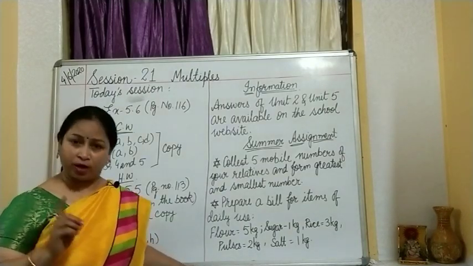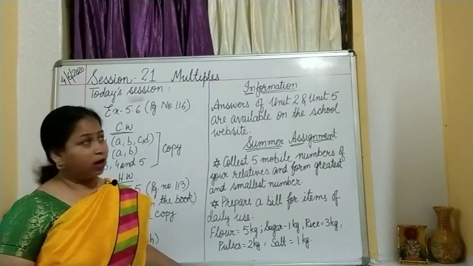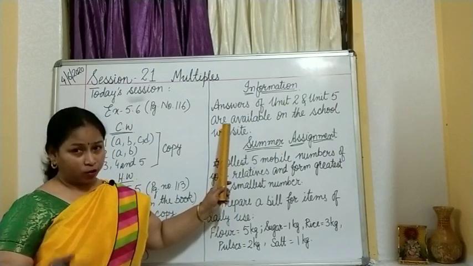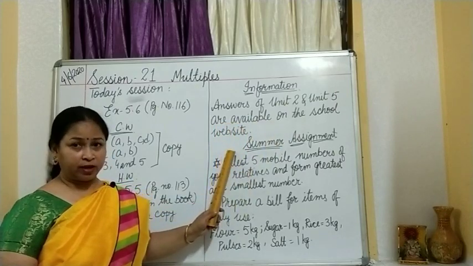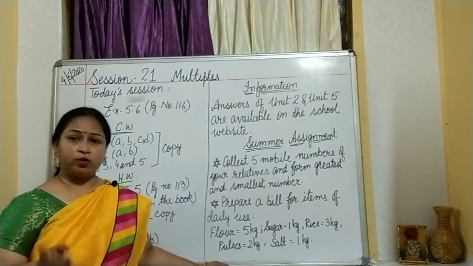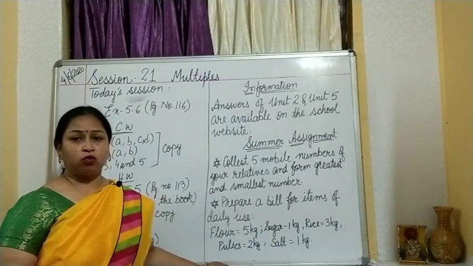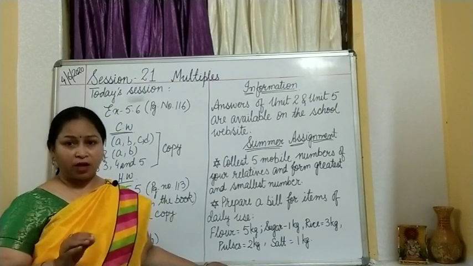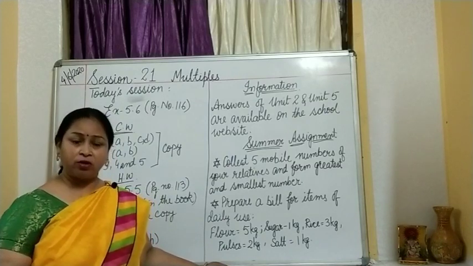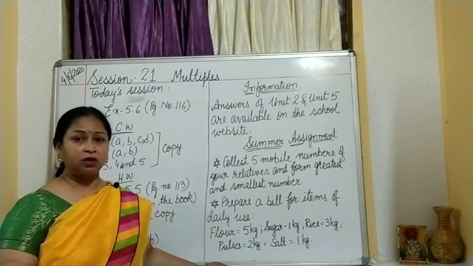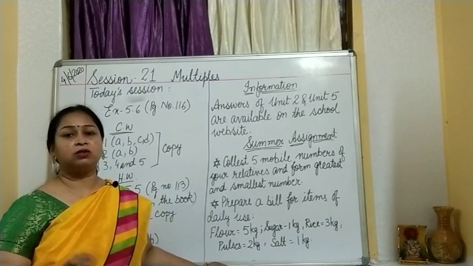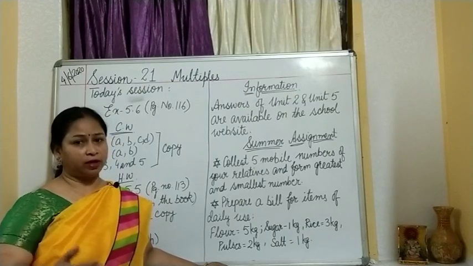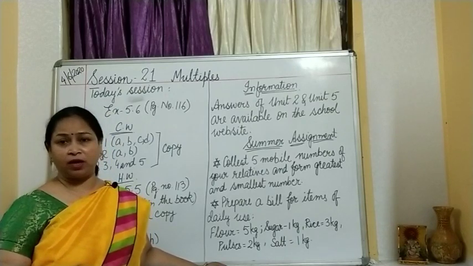You can cross check your answer. First try to do it by yourself, and then cross check, as the answers of unit 2 and unit 5 are already available on the school website. Unit 1 is already there. All these answers are there for your own verification. If by chance you forgot or missed any class, each and every question and answer is on the website. You can take a printout or just rectify and verify your answers.